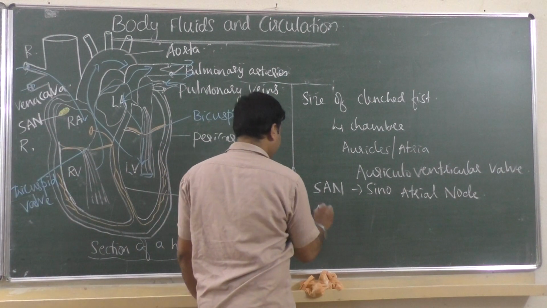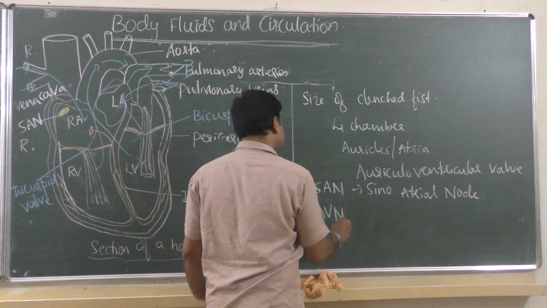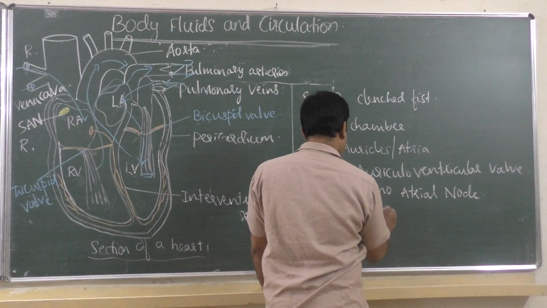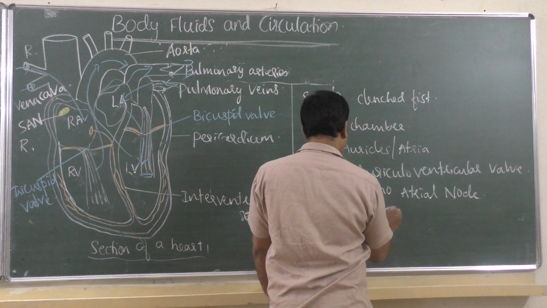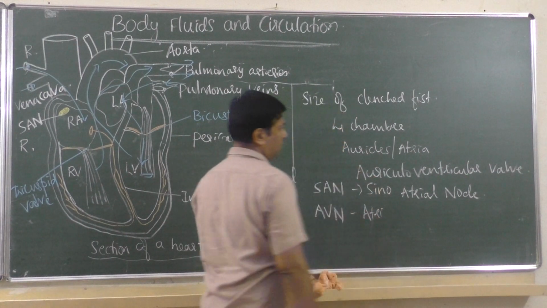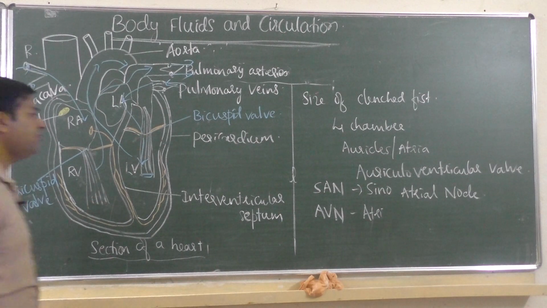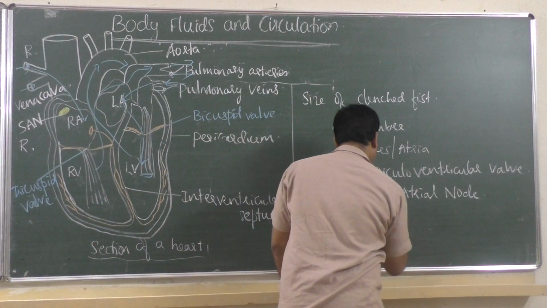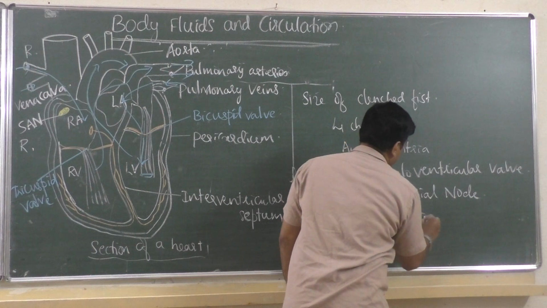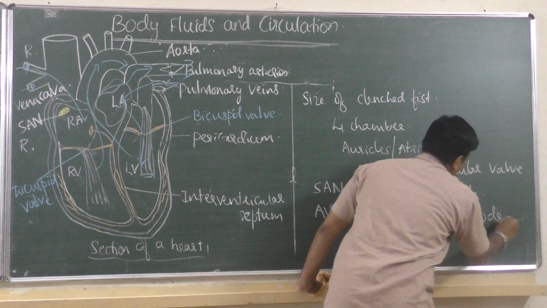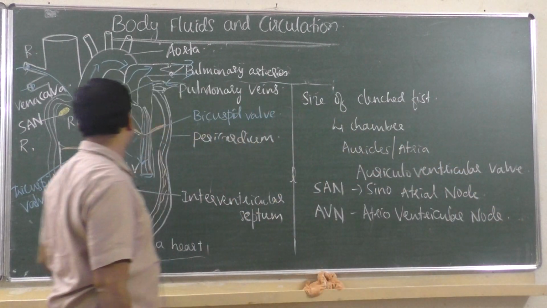That is called AVN, that is atrioventricular node. Okay, atrioventricular node, AVN, atrioventricular node. Okay, what do you see in orange color here?